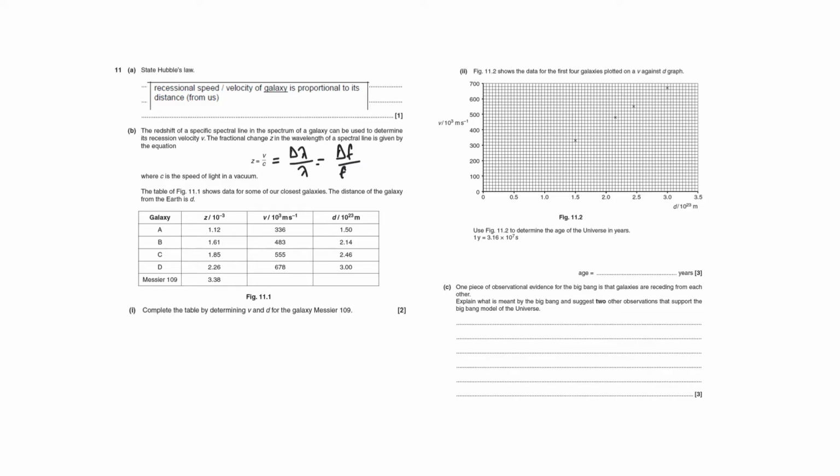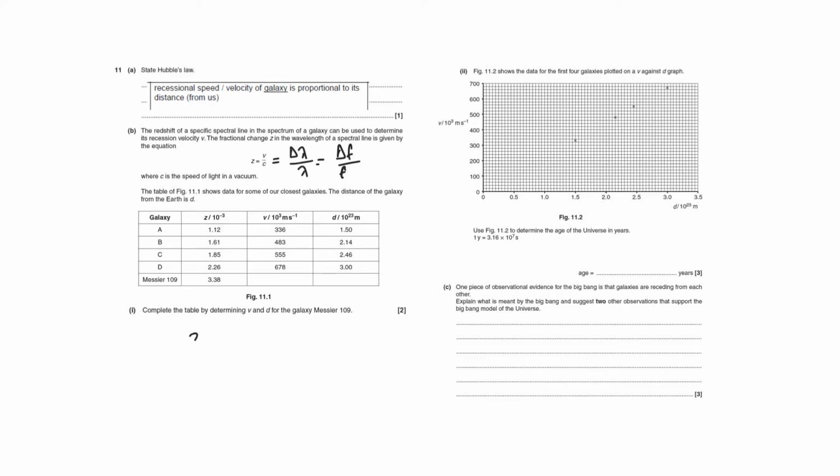So the table of figure 11.1 shows data from some of our closest galaxies. The distance of the galaxy from the Earth is d. Complete the table by determining v and d for the galaxy Messier 109. So give that a go, and when you're ready, press play for me to go through the answer.